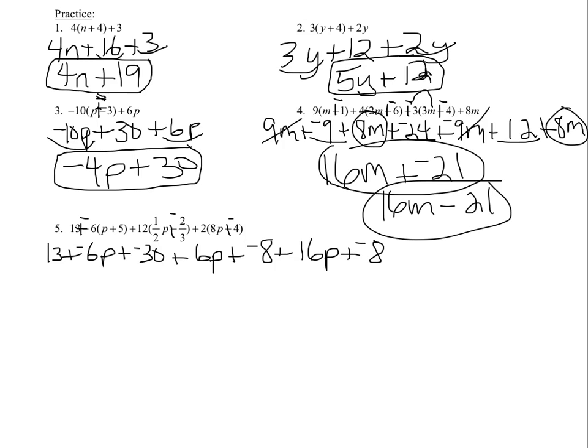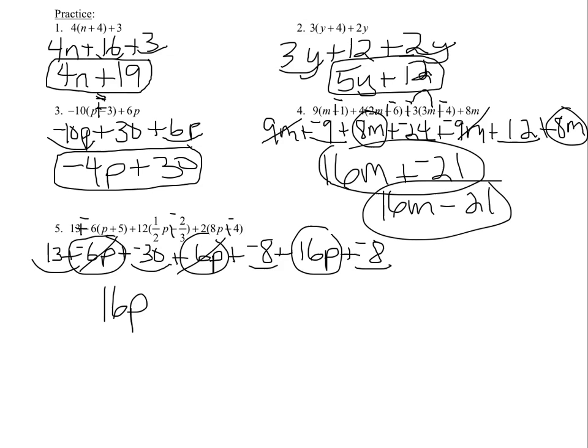Now, combining like terms, I have negative 6p and 6p, or actually opposites, those will cancel. All I have left is 16p for variables, so that's what that's going to be. And then I have 13, the negative 30, negative 8, and negative 8. So negative 8 is 16, negative 16, plus the negative 30 would be negative 46, plus 13 would be a negative 33 or minus 33. You could write it either way.